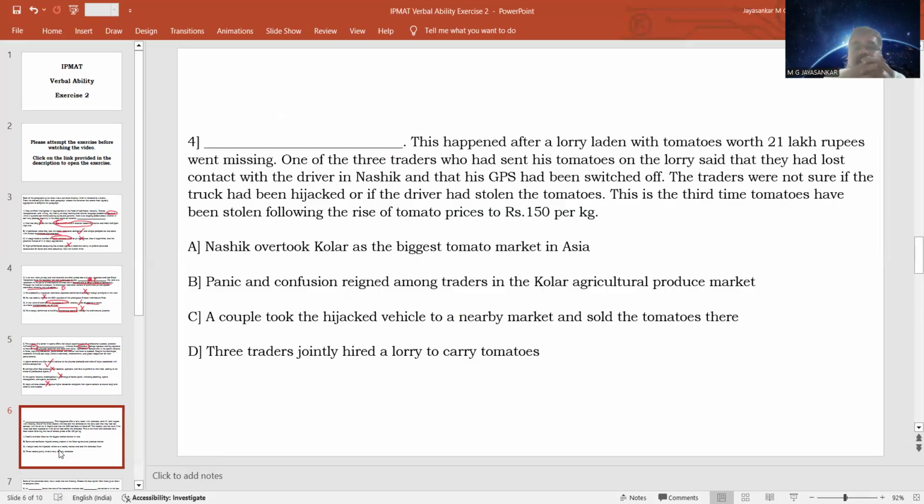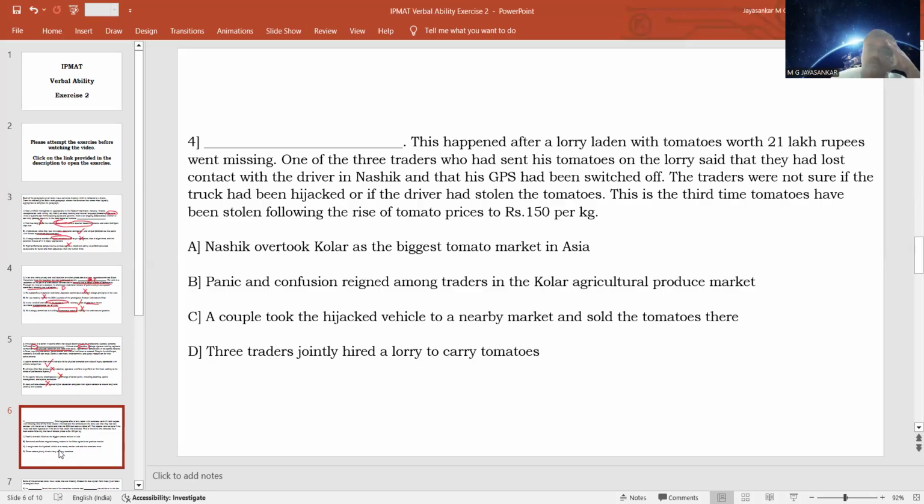It is talking about an incident that happened where a lorry that was filled with tomatoes worth 21 lakh rupees was missing. And then one of the three traders who had sent these tomatoes on the lorry said that they lost contact with the driver in Nashik, and GPS was switched off. And the owners or the people who dispatched the tomatoes are not sure whether the lorry has been hijacked or the driver himself had stolen the tomatoes.